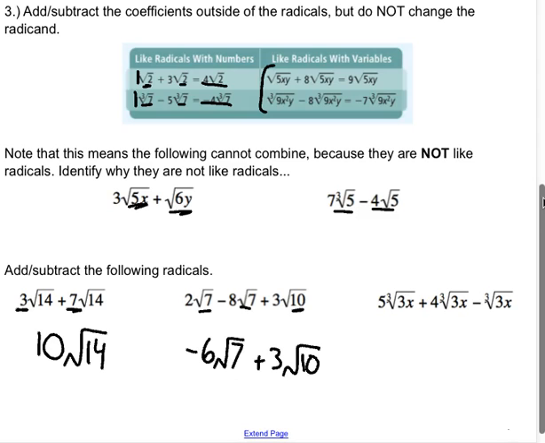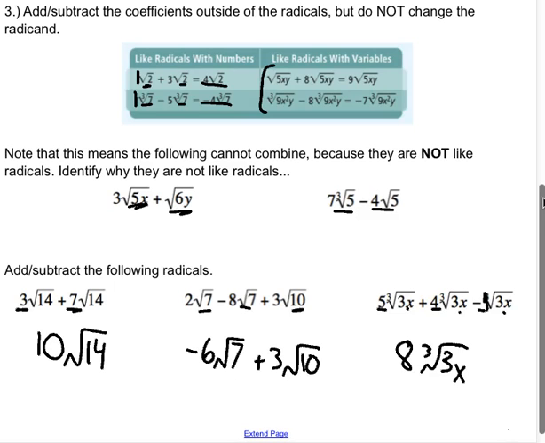And don't forget, this process even works when you have variables. So they are all three like radicals. They're cube roots and all three have x's. So 5 plus 4 minus 1. That's going to leave me with 8 of those cube roots of 3x. So again, just note this process does continue working even if you have variables on the inside.